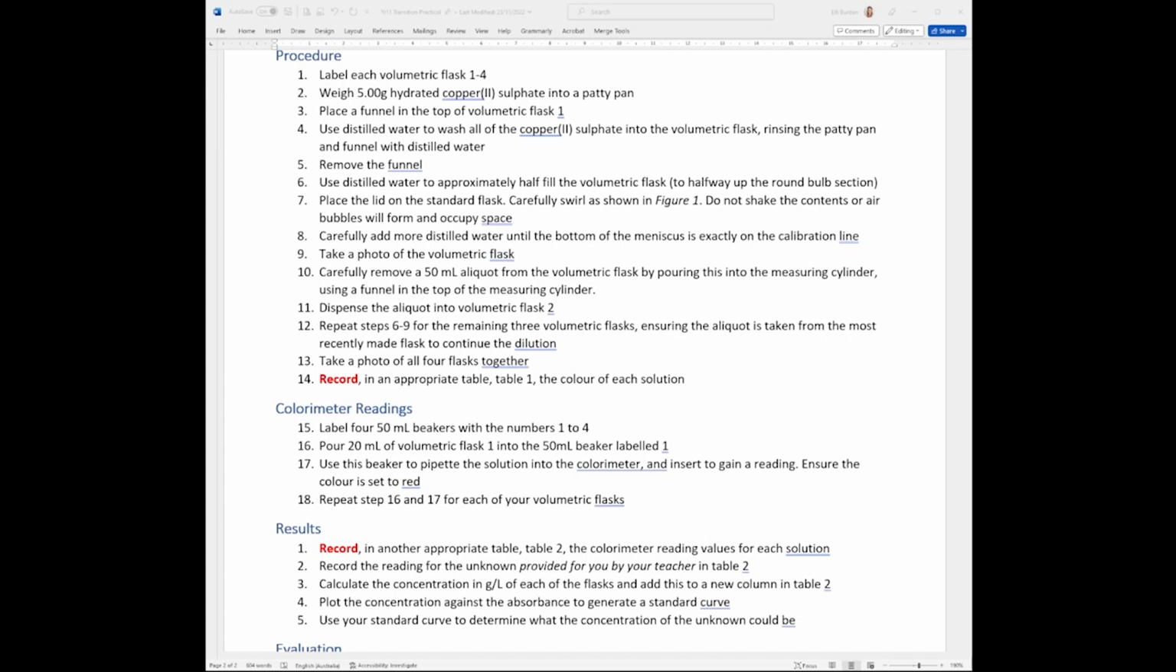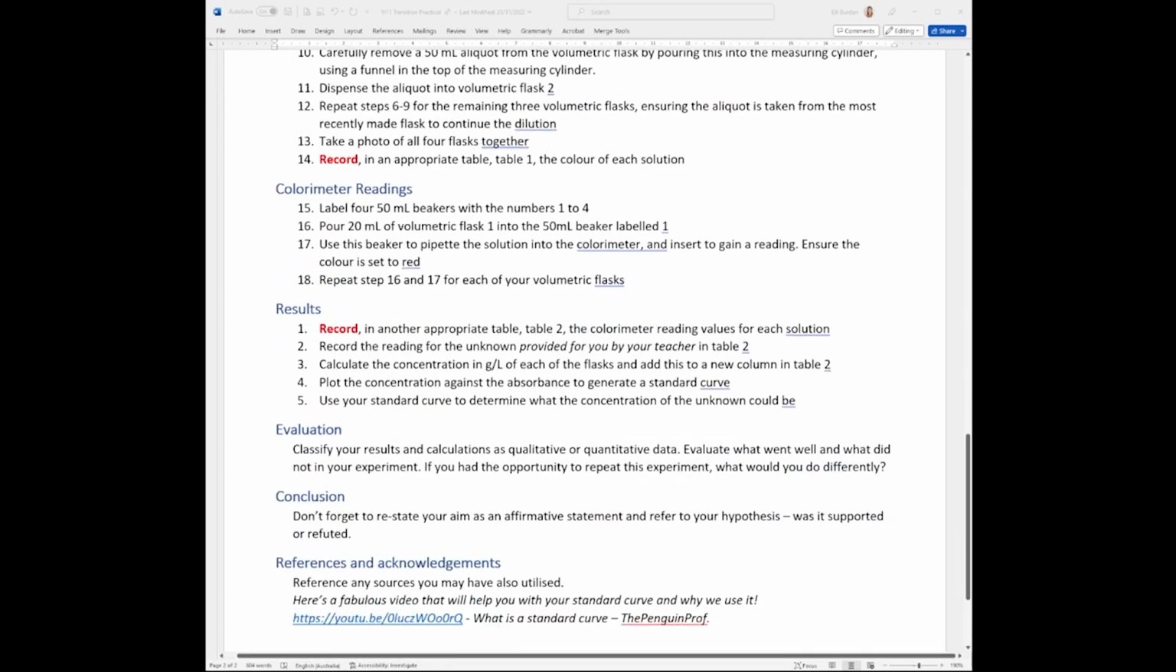Your colorimeter readings: you then took your readings and went to the colorimeter, inserted it to gain the reading. You had to have the colour set on red. Each one of those readings from the colorimeter is exactly what you're plotting. Each one of those readings that you got from the colorimeter is the actual reading that you want to graph on your graph. You repeat steps 16 and 17 for each of your volumetric flasks, which means you should have a colorimeter reading for each of those. You then grabbed the unknown and you measured the unknown.